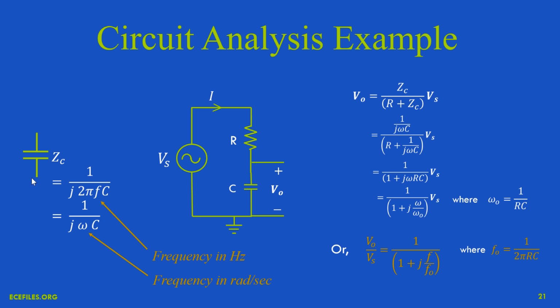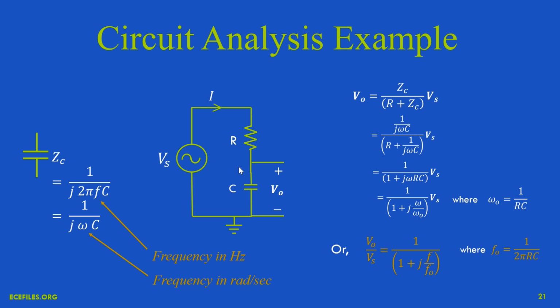So to do that, we use the capacitor impedance, which we now know is 1 over j 2 pi fC. Here, f is in hertz. Sometimes you'll see this formula rewritten as 1 over j omega C, where omega is frequency in radians per second, which is just 2 pi f. I'm going to use the second expression simply because it's less writing. I don't have to write 2 pi f everywhere. I can just write omega.